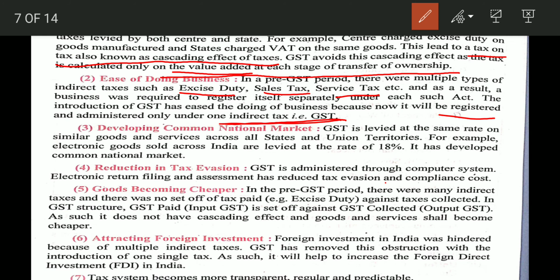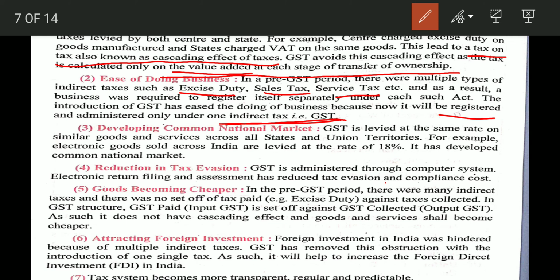Point number 3, developing common national market. GST is levied at the same rate on similar goods and services across all states and union territories. For example, electronic goods sold across India are levied at the rate of 18%.